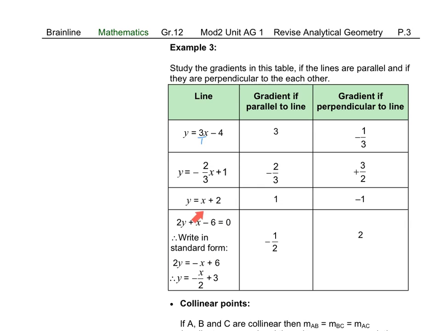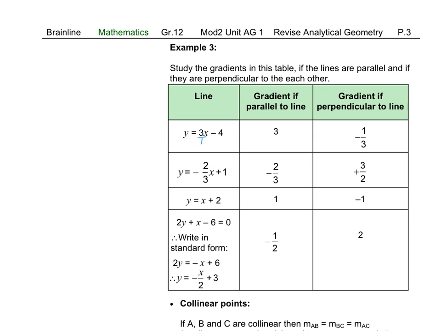So the plus x will be taken to the other side to become a minus x, and minus 6 taken to the other side becomes a plus 6. To get y alone, each term is divided by 2. So 2y divided by 2 is y, and then minus 1x divided by 2 is minus 1x over 2, and 6 divided by 2 gives me 3. So now we have a gradient, which is minus a half.